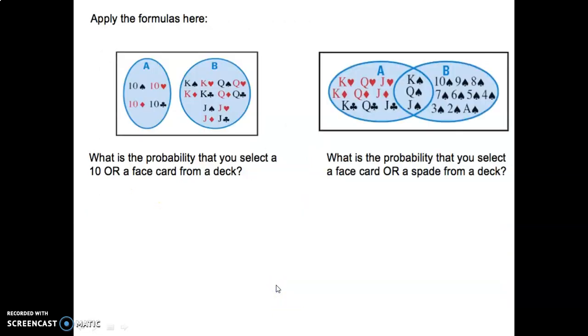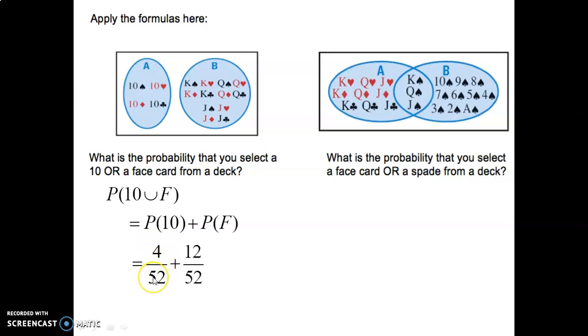Okay, let's look at some examples. Please try the first one. Okay, hopefully you looked at it. You said union. We're looking for OR, so union of these and these in a deck of cards, and therefore we have 4 out of 52. Well, you have to know a deck of cards has 52 cards, but 4 out of 52 are 10s, 12 out of 52 are face cards. We just add those up. We get this number, which reduces to this.